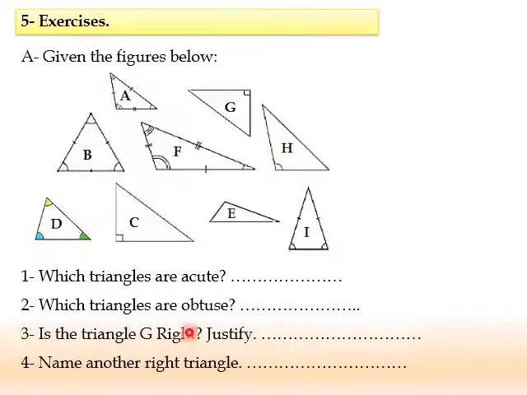Is the triangle G right? This one. Is it right? Do you see a right angle anywhere here? Justify your answer. Name another right triangle. From the figure above, there's another right triangle other than G. You have to find it.